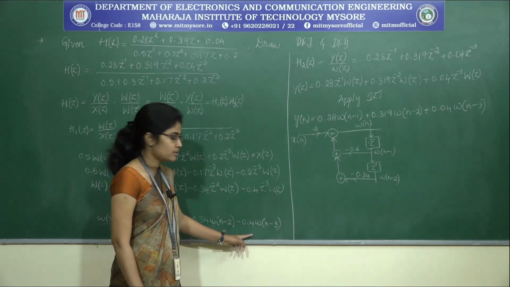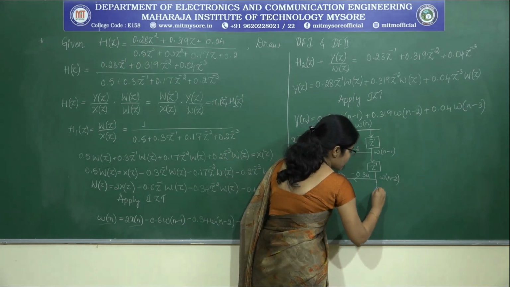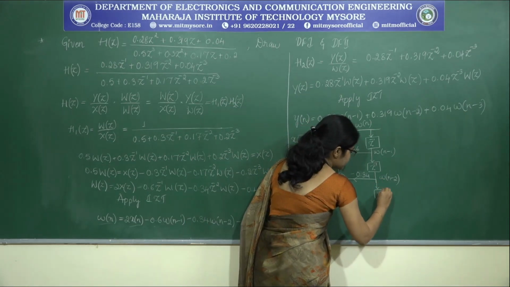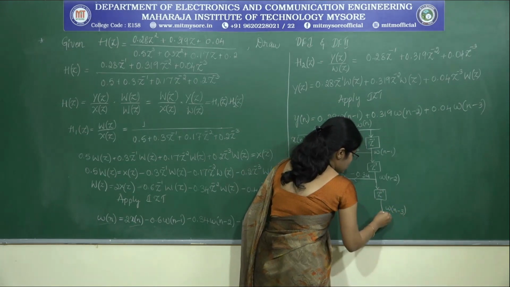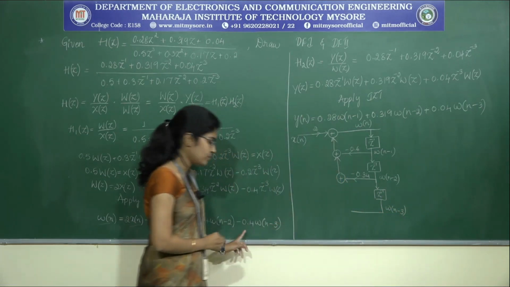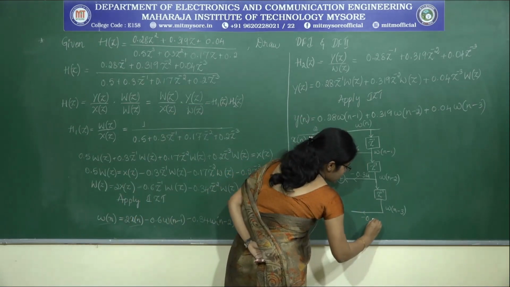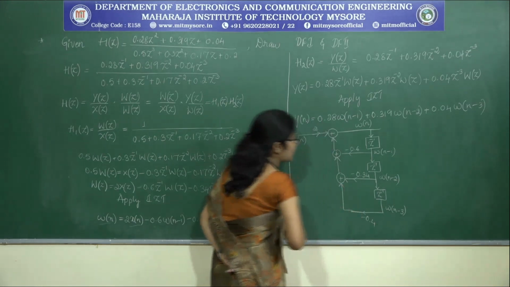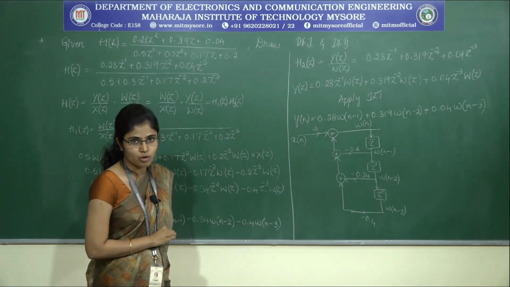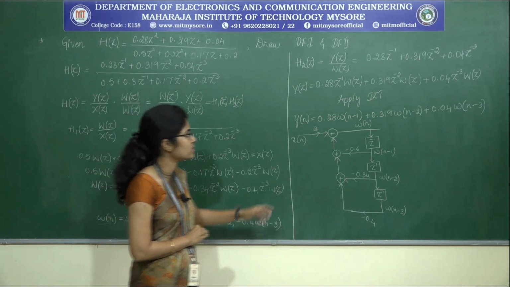The last term is nothing but W of n minus 3. So delay W of n minus 2 once, gives us W of n minus 3. So multiply this with minus 0.4 and give it to this adder. So this completes the structure of H1 of Z. Now I should continue the structure for H2 of Z.